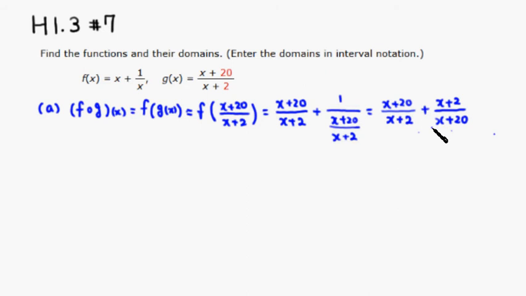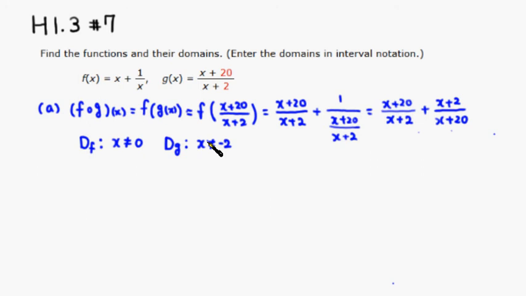So let's find the domain of f of g of x. First we have to find the domain of each one. The domain of f: since there's an x on the bottom, we cannot have x equals 0. That's the only restriction. Then the domain of g: we have to make sure that the denominator is non-zero, so we want x to be different from negative 2.